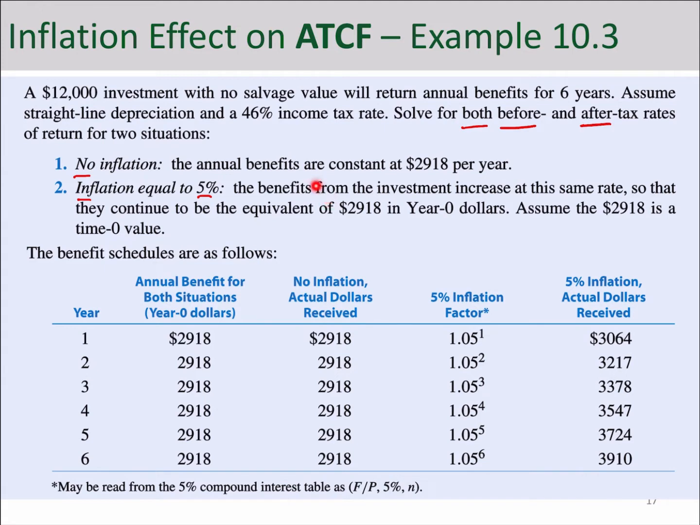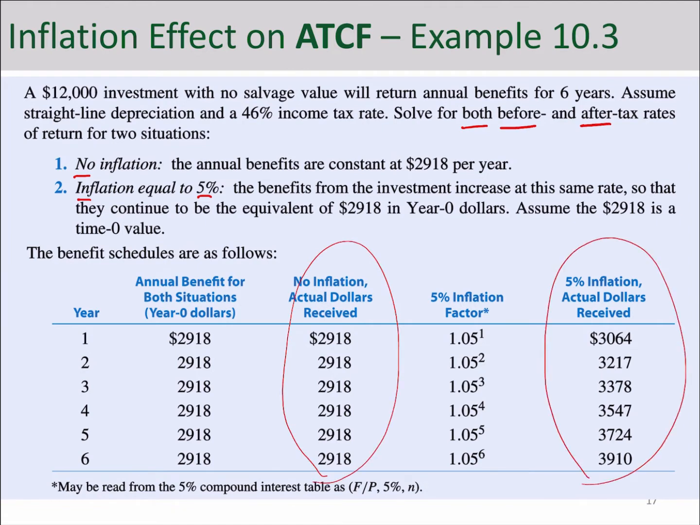The benefits with no inflation are at the constant value of $2,918 per year, and with inflation the benefits rise at a 5% inflation rate. In this table, what you see is the benefits over the 6 years in terms of year 0 dollars. If we don't have any inflation, they become actual dollars because there is 0 inflation, so actual dollars and real dollars are the same. But if we have inflation of 5%, then the actual dollars after inflation become these values here. So we're going to be working with 2 cash flows, no inflation and 5% inflation, for both before and after tax cash flow.